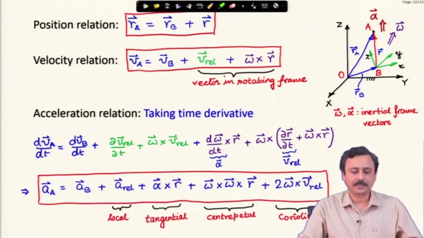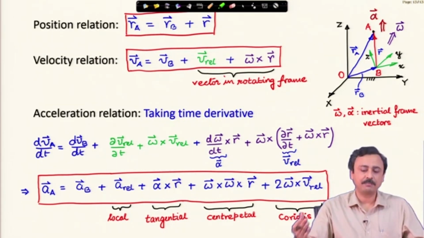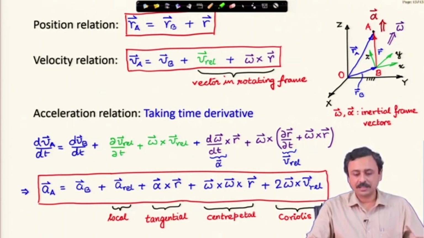We had rearranged the whole thing and obtained this master equation for acceleration of A, in terms of acceleration of B, A rel, alpha cross r, omega cross omega cross r, and 2 omega cross V rel, and these are the names. The local acceleration is the acceleration measured by this observer B sitting in a rotating frame and observing this particle or point A moving in his or her frame. Similarly, V rel. Alpha cross r is the tangential acceleration, centripetal acceleration is omega cross omega cross r, and Coriolis is 2 omega cross V rel.